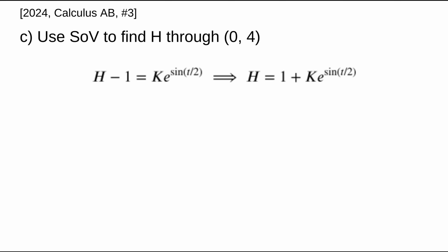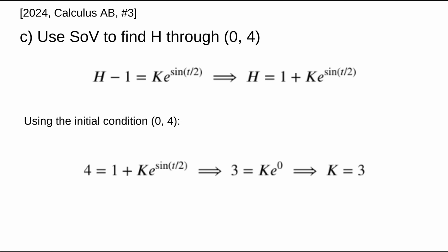Now we can use our initial condition. Set h equal to 4, t equal to 0. We get 4 equals 1 plus k times e to the sine of t/2, which means 3 is equal to k times e to the 0, which means k is equal to 3. And ultimately, we get a solution h equals 1 plus 3e to the sine of t/2.